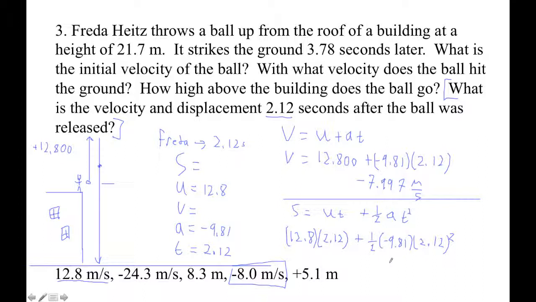5.091. Positive 5.091 meters. So indeed it is still above where she is. That's not the distance above the ground. In fact, once it goes past her, these are negative displacements. These are positive displacements. So it is still above her. It's moving down. When it reaches her elevation, this velocity will become negative 12.8. When it strikes the ground, it will be negative 24.3. And there you go.